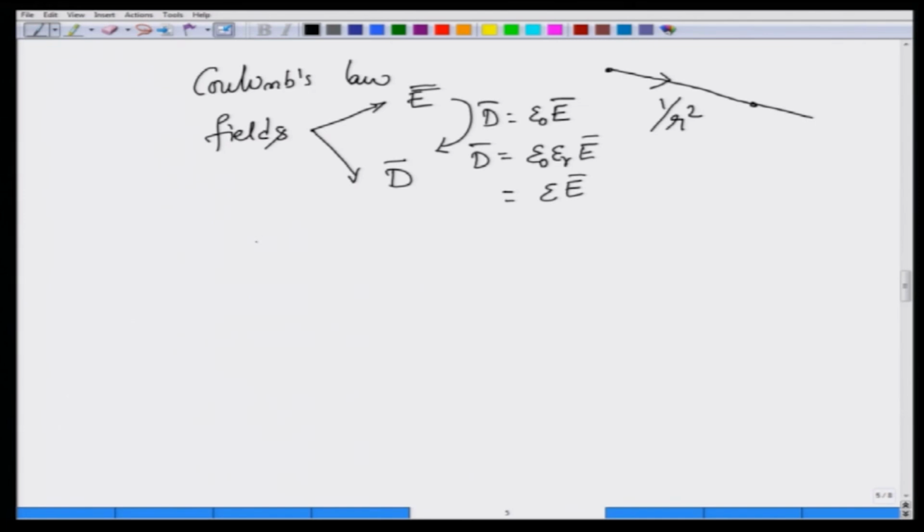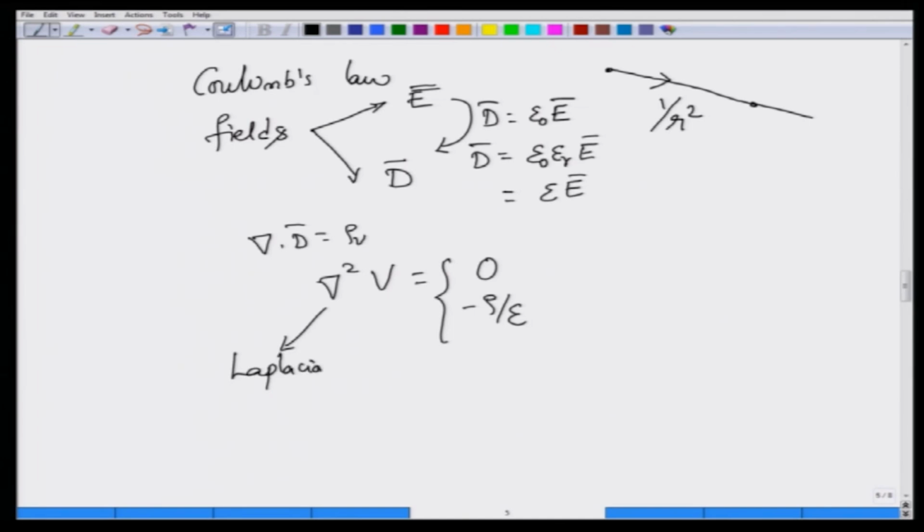From del dot D equal to rho v, we obtained two more equations which are very important. We will be seeing these equations later when we calculate capacitances. Those equations are called the Laplace equation and Poisson's equation. Laplace's equation is del square V equals 0, and this del square is a vector operator called the Laplacian. Laplacian of a scalar quantity is equal to 0 for Laplace's equation. This is Laplace, and this one is Poisson's equation.